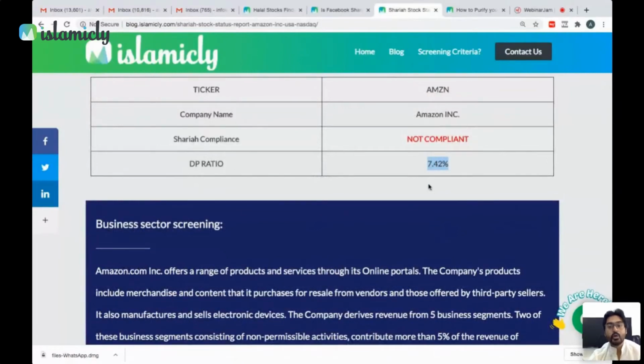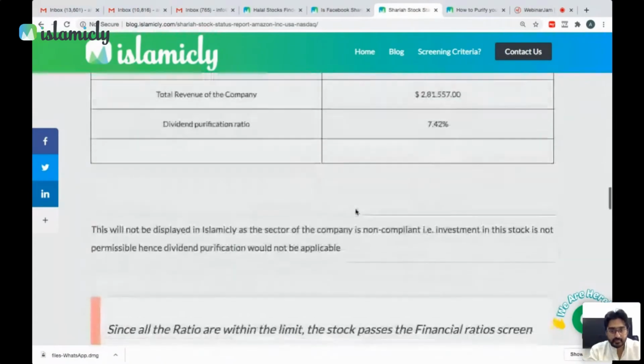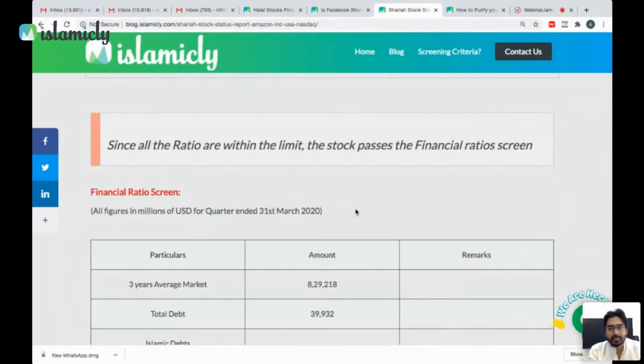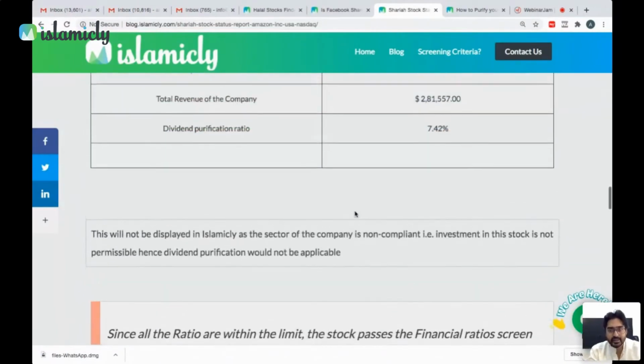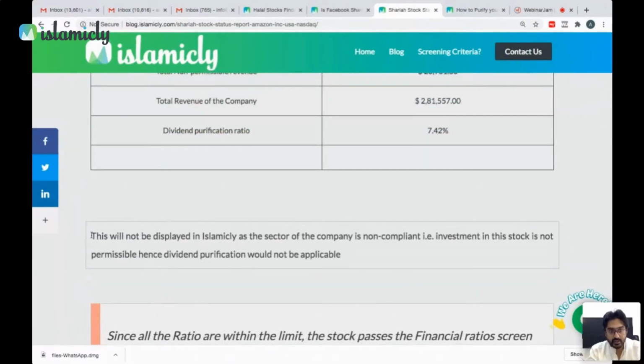Although if a company is non-compliant, dividend purification is not applicable, because you are not allowed to invest in that company. So there is no question of getting dividend from that company. All right. Although the company has failed the business sector screening, this is also written over here. This will not be displayed in Islamically. The sector of the company is non-compliant. That is, investment in the stock is not permissible. Hence, dividend purification would not be applicable.